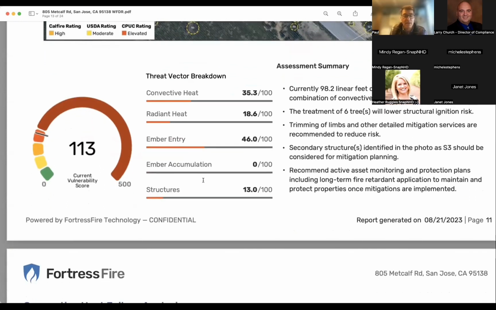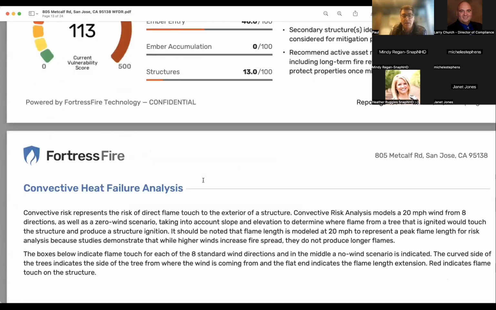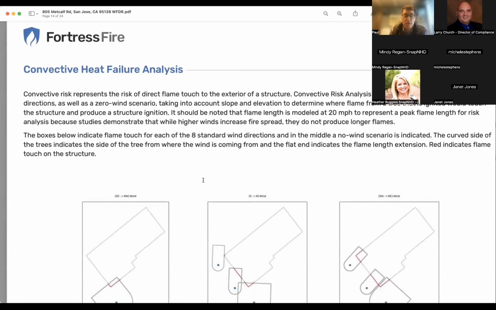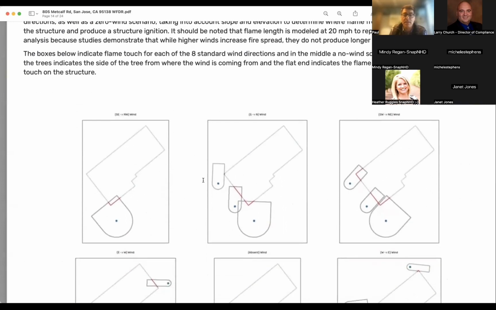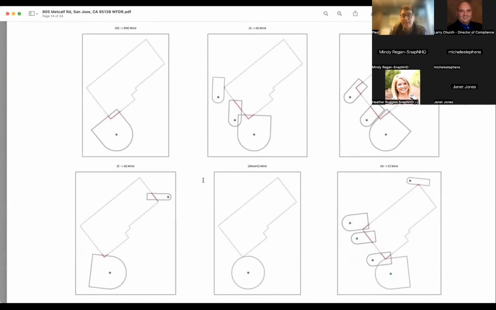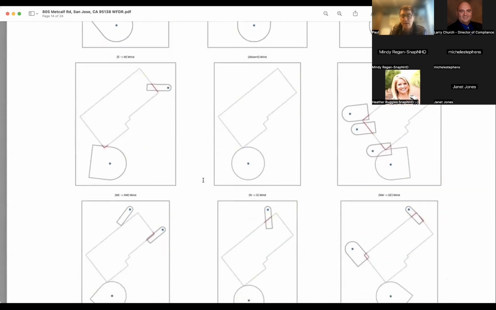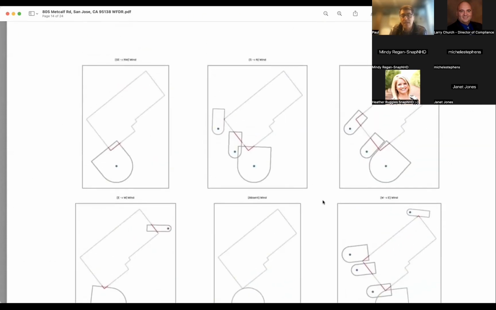So the next 7 or 8 pages provide that detail. Hopefully folks wouldn't ever need to go into this in great detail, but it's here. This is the convective analysis. What you see are 9 boxes, and each box represents a wind direction. This is a wind direction from the southwest to the northeast. And you can tell that because the curved side represents the side of the tree from where the wind is coming from, and the flat side represents the flame length, given the topography and the wind and the peak wind scenario.